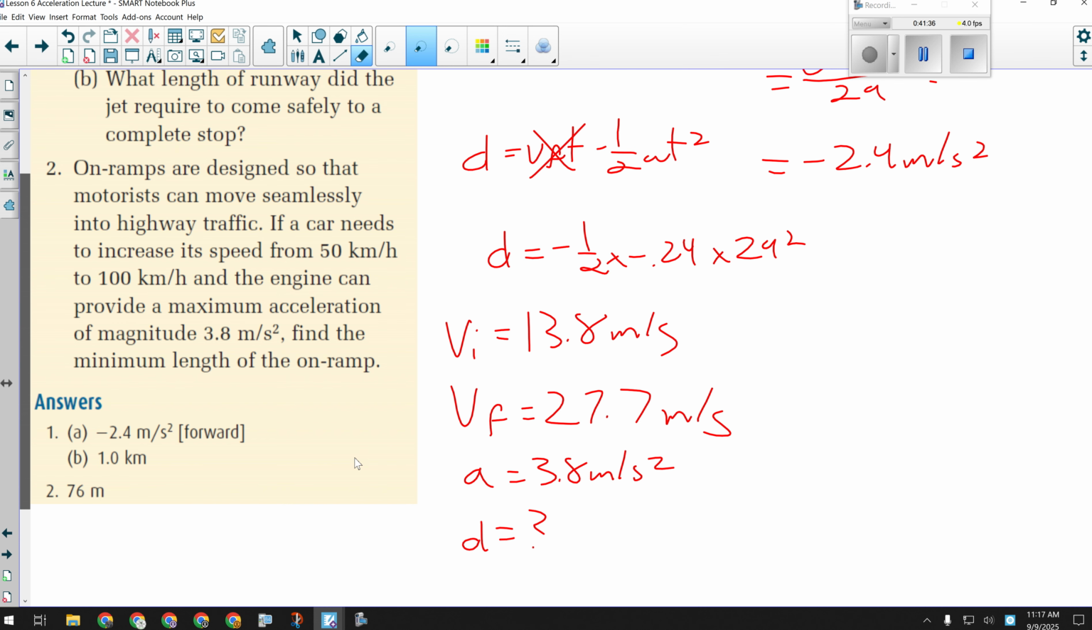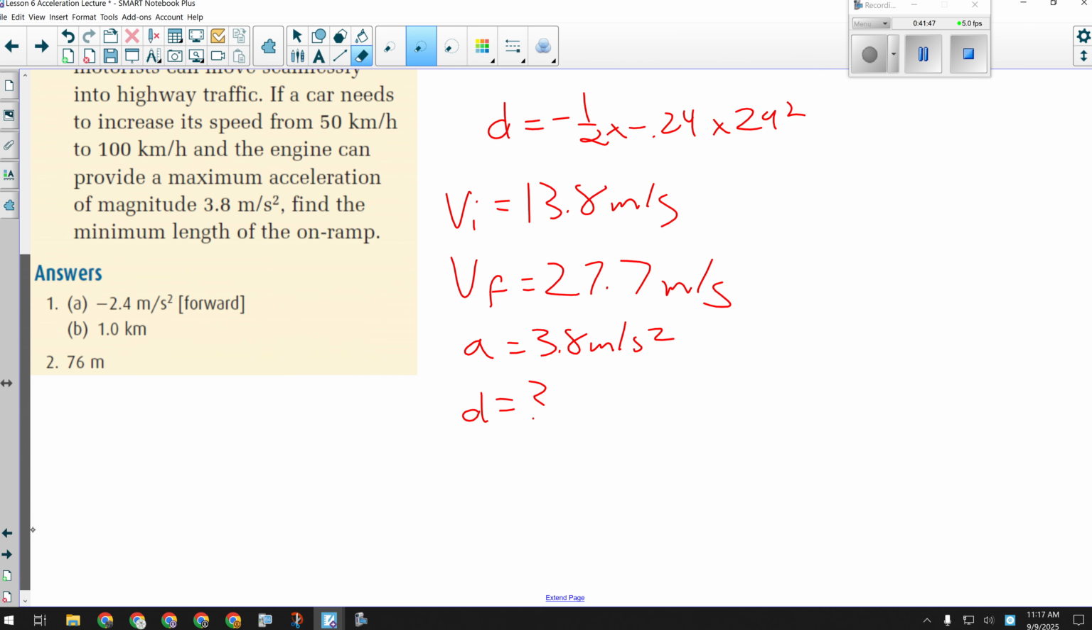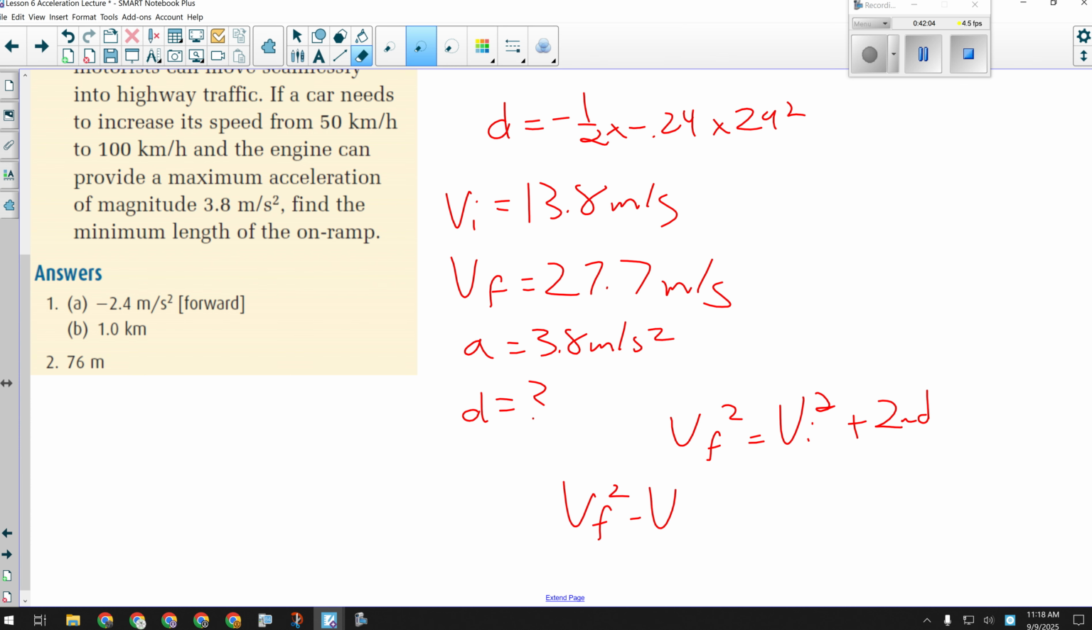What formula should I use? Vf squared equals vi squared plus 2ad. Exactly, because this is the only one that has the stuff I was given and the thing I'm looking for, d. If I'm going to manipulate this one for d, first thing I want to do is subtract the vi squared over to the other side. So I'll have vf squared minus vi squared equals 2 times a times d, and I just want to solve for d, so I divide both sides by 2a, and I've got my formula.